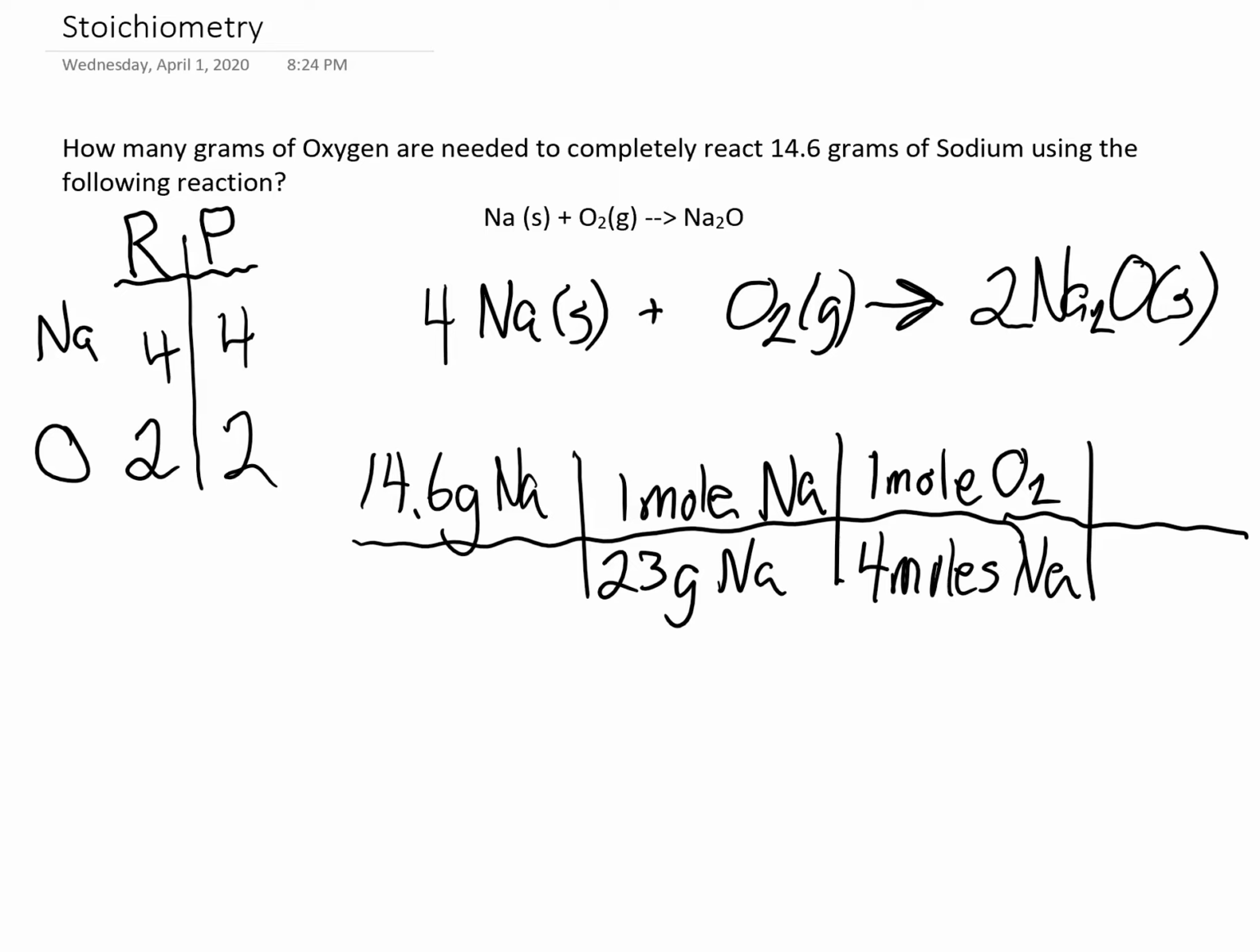Now that we're left with moles of O2, what I can do is I can use the molar mass of oxygen to get back to grams of oxygen. So I can say 1 mole of O2 is 32 grams. So in order to react 14.6 grams of sodium metal, I find I'm going to need to have 5.08 grams of oxygen gas present to completely use up my sodium.